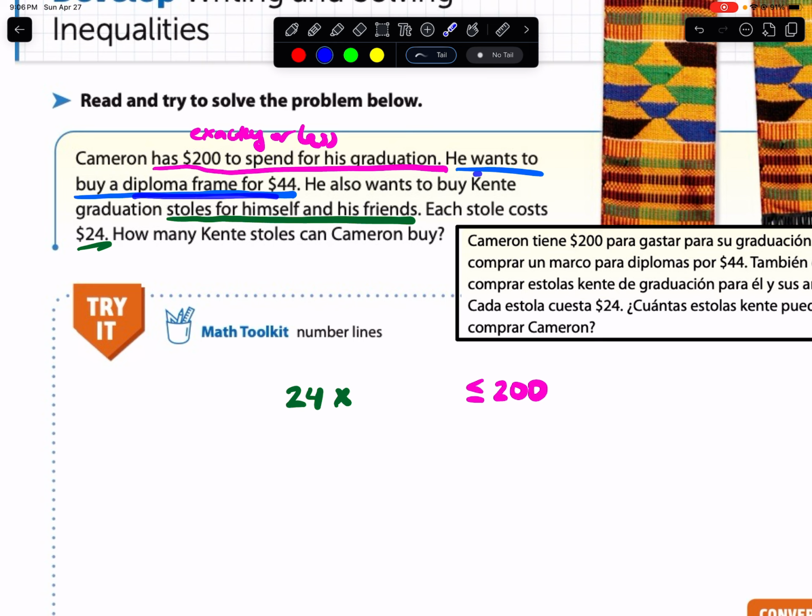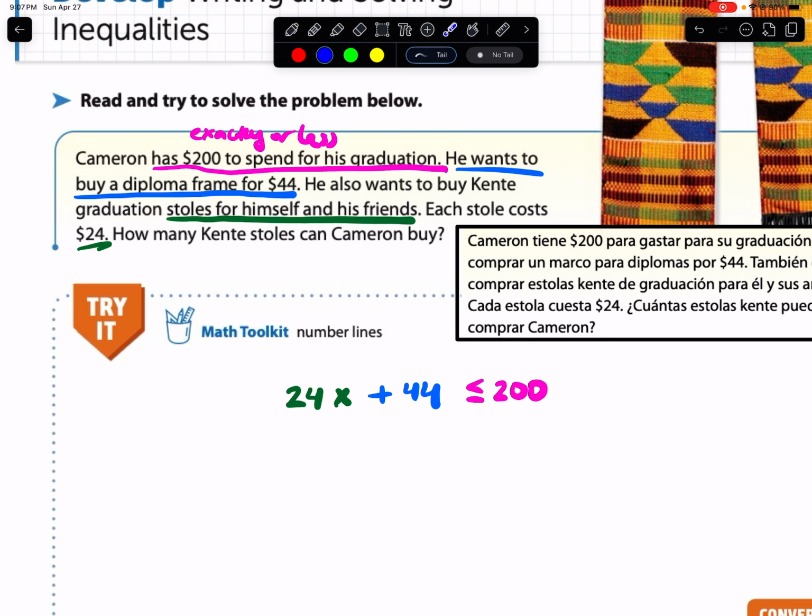And the blue, he wants to buy a diploma frame for $44. So plus 44. Each stole costs 24. And then the number of stoles, they don't tell you how many he's going to buy, but that's a variable right there for himself and his friends. So however many he wants to buy, we could decide. How many Kente stoles can Cameron buy? He wants to buy a diploma frame, and also however many stoles, and each costs $24. And he only has 200 or less dollars to buy it from.